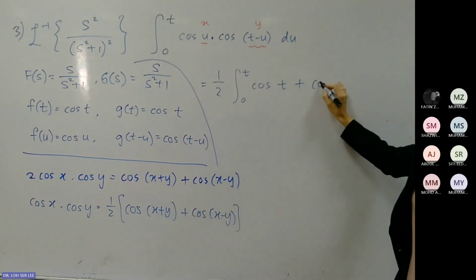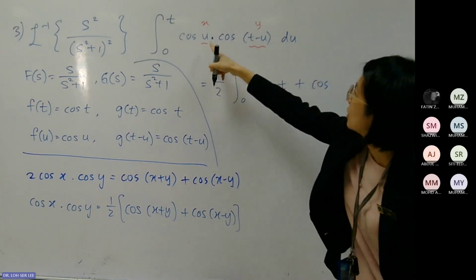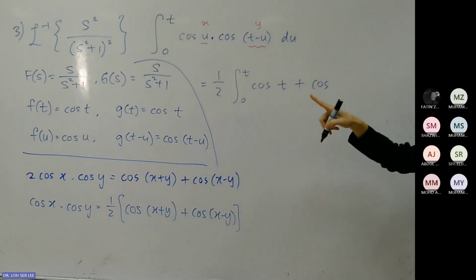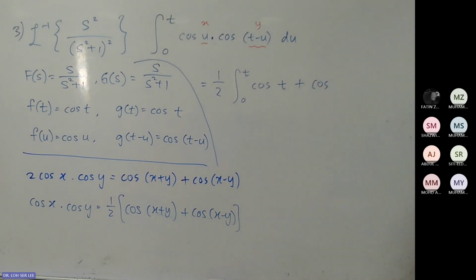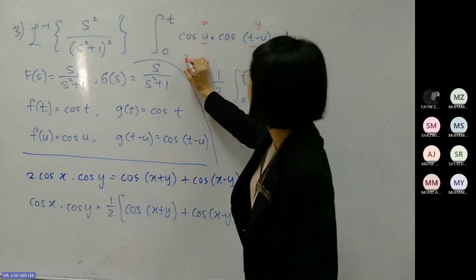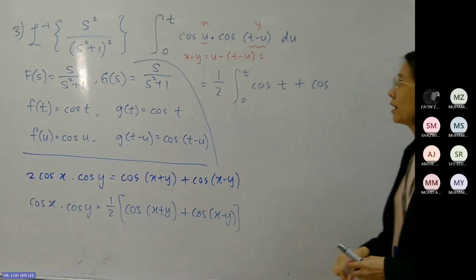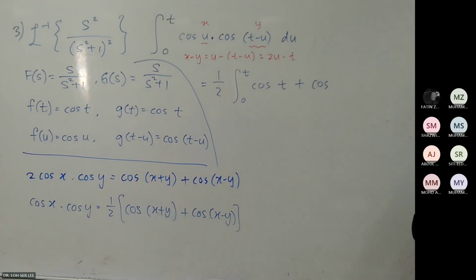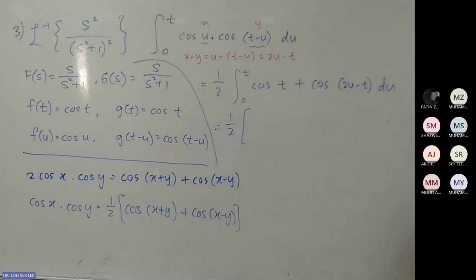Plus another one, cos of x minus y. What is x minus y? X minus y means u minus t minus u. So what do you have? 2u minus t. Okay. So now we can start to integrate.